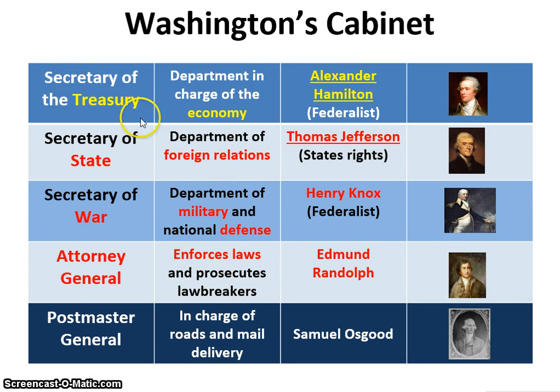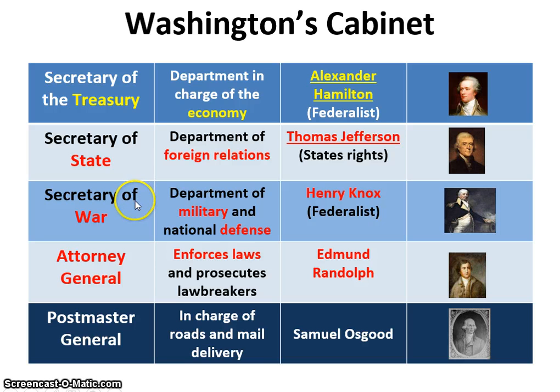So our first cabinet was made up of the Secretary of the Treasury, who's in charge of the economy, and the first one was Alexander Hamilton, who we'll get to know pretty well in this segment here. He was a Federalist. Then we have the Secretary of State, who handles foreign relations. That was Thomas Jefferson. Now you see, Hamilton and Jefferson were not part of the same group. Jefferson was not a Federalist.